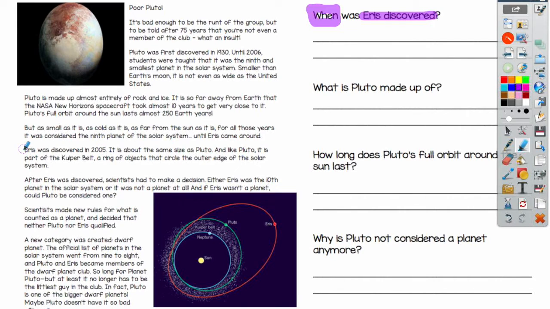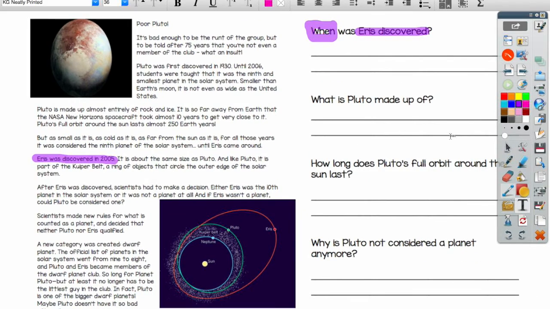In my fifth paragraph, I see that it says Eris was discovered in 2005. Now, is 2005 a date or a time? Yes, it is. So this would answer my question. So let's go over here and write in our answer. I would say Eris was discovered in 2005.